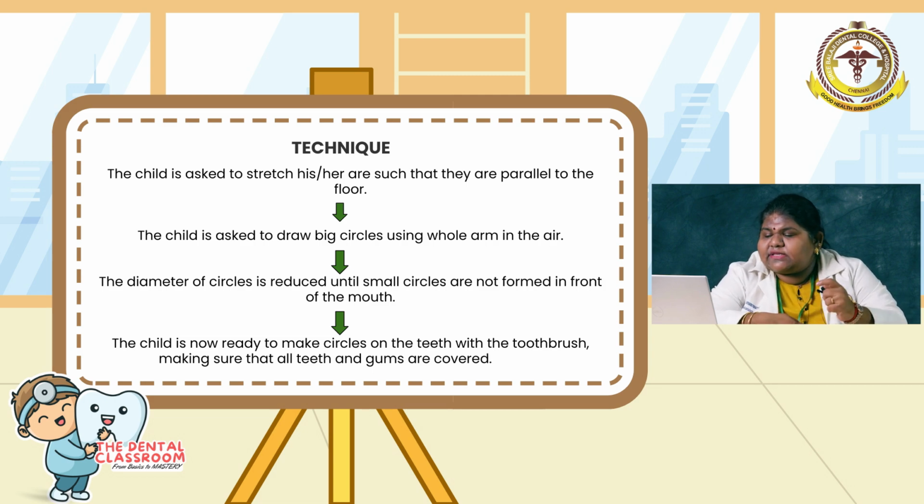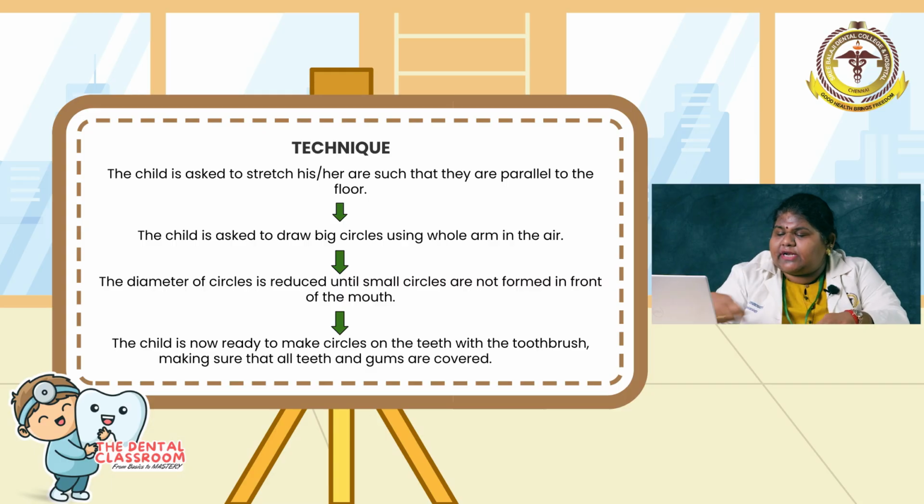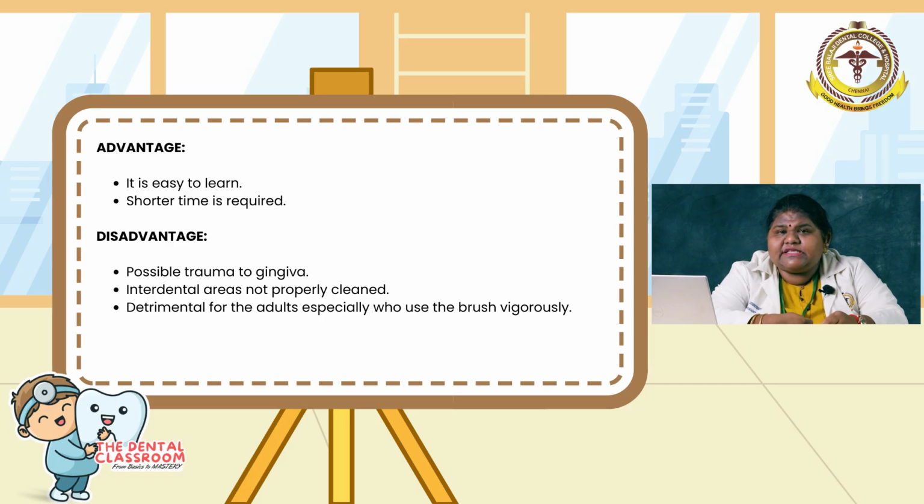The child is now ready to make circles on the teeth with the toothbrush, making sure that all teeth and gums are covered. The advantages are that it is easy to learn and a shorter time is required. Possible trauma to the gingiva may occur if it is overly brushed, and interdental areas are not properly cleaned, and it is detrimental for adults, especially those who use the brush vigorously.